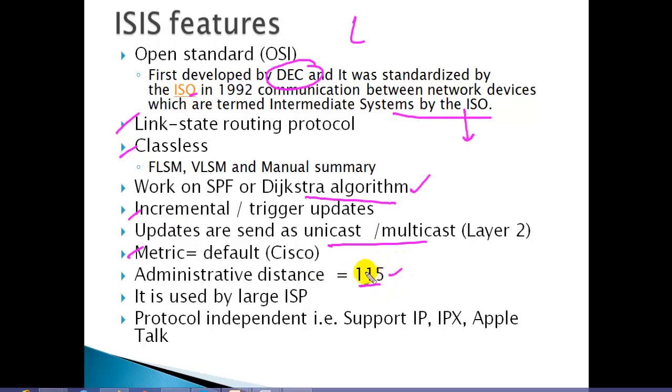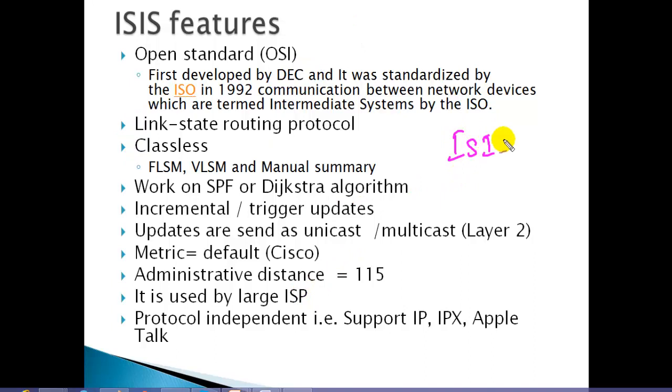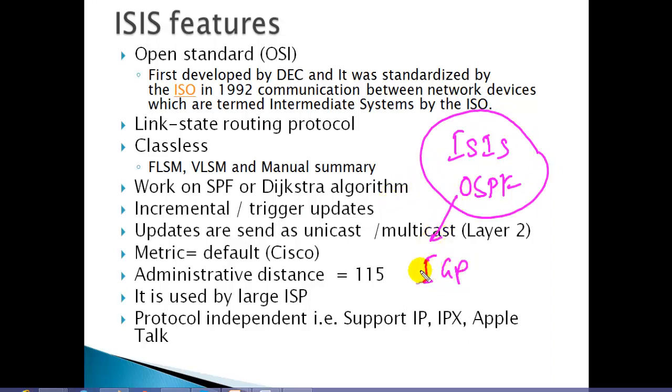Administrative distance is 115. Generally IS-IS and OSPF are the two major protocols used inside the service provider network. The main reason for using them is that they are link state protocols. They are going to maintain the link state information of each and every possible route. So these are the main IGP protocols inside the service provider network. They are standard protocols, not proprietary.